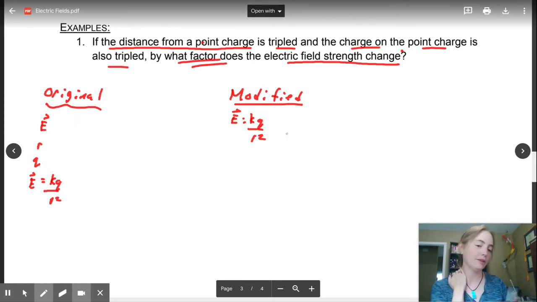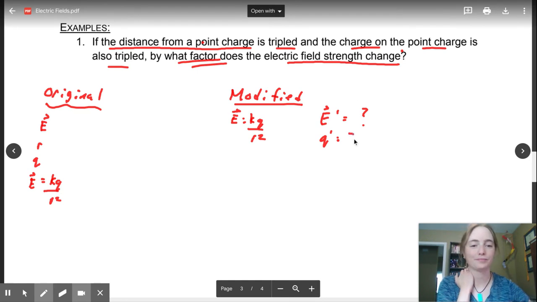But ladies and gentlemen, we don't have E prime. That's what we're trying to find. What is the factor E prime is going to change by? We know the Q prime is what? Tripled. But it's 3 times what it was, so we can't just put 3. It's got to be 3Q. And then what next? Radius is also tripled. So our radius prime is going to be 3R. So let's take these values and plunk them into our equation.